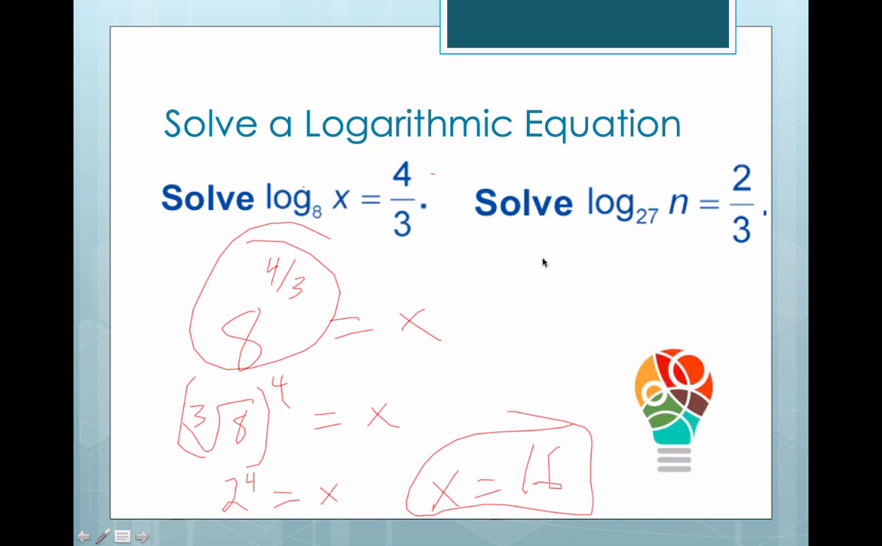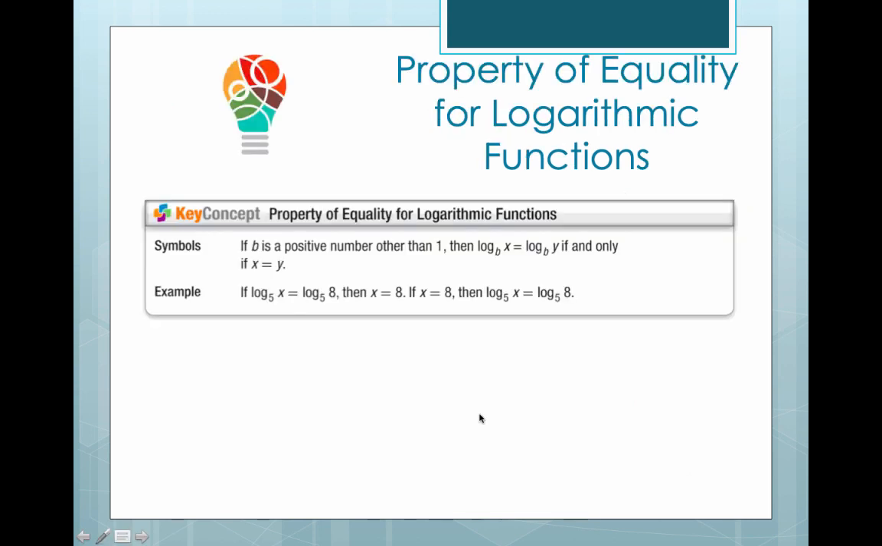Moving right along, same thing over here. I would rewrite this in exponential form. I would have n is equal to 27 to the 2/3. The cube root of 27 is 3. 3 squared is 9. If I type 27 to the 2/3 into my calculator, I get 9, no matter which way you swing it.